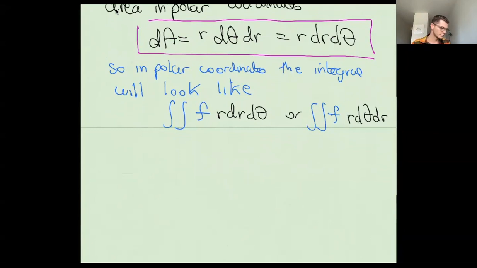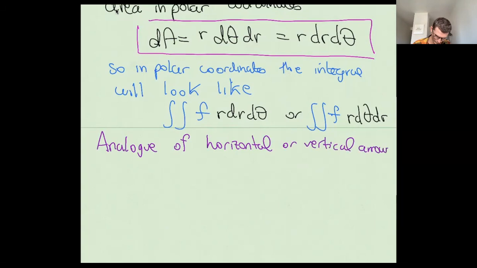Okay, and so we're almost there. Now we just have to do the analog of the horizontal or vertical arrows. Let me explain that, because that's the important thing in polar coordinates. So what's the analog? The analog in polar coordinates for that is actually radial arrows. So this is what we're going to do now.